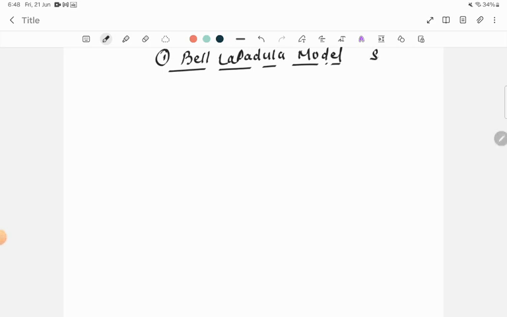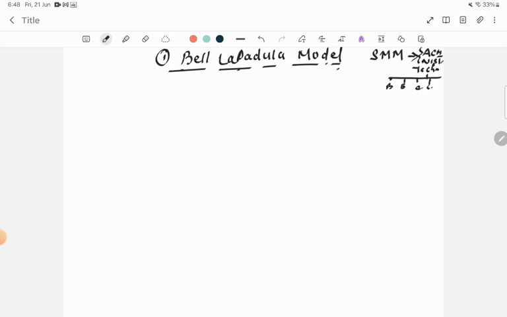Inside the security management model, there are three parts: the access control model, the NIST model, and the technical model. I've already uploaded videos for the access control model and the NIST model, and in today's video we'll talk about the technical models. In the technical model we have a number of models like the Bell-LaPadula model, Biba model, Clark-Wilson model, and Chinese wall model. I'll discuss each of these in a separate video. In this video I'll be covering the Bell-LaPadula model.